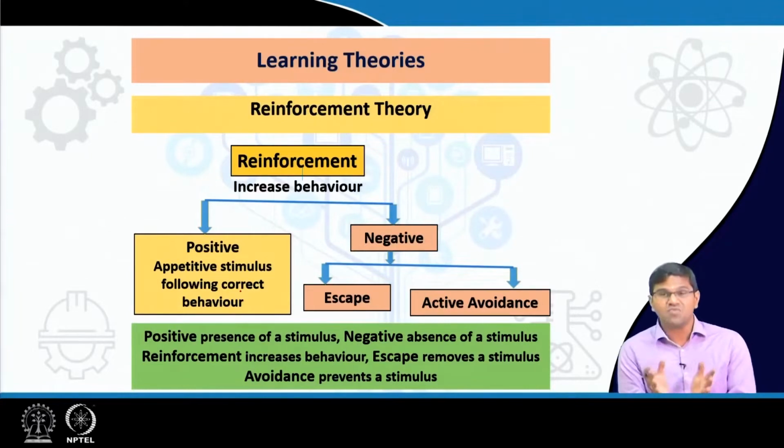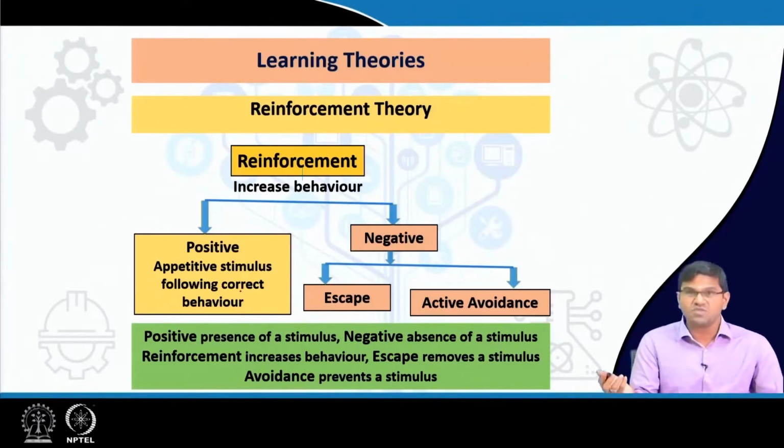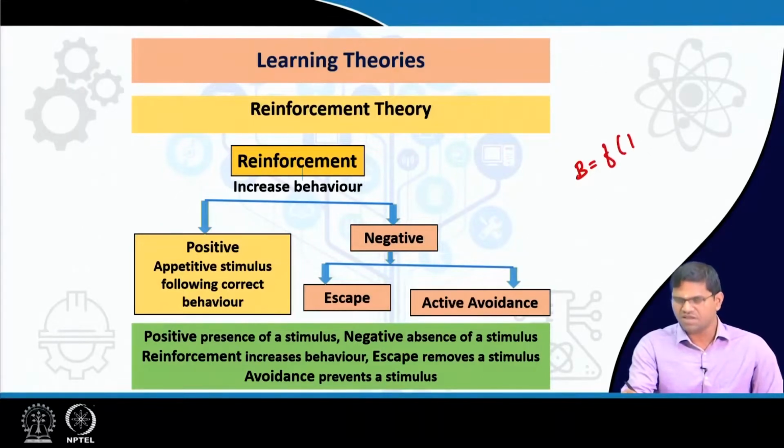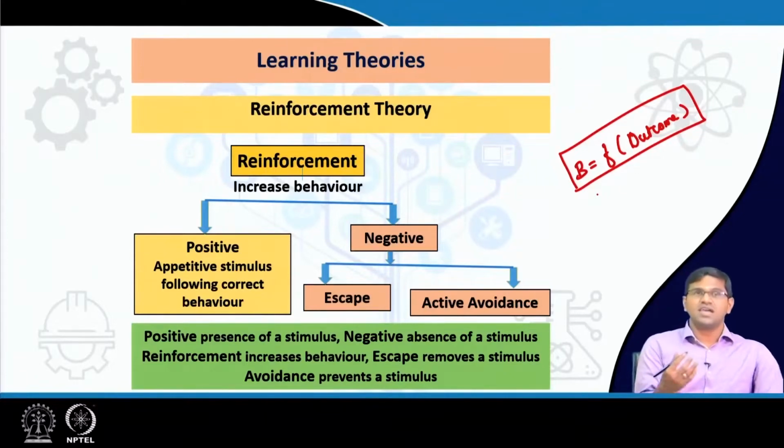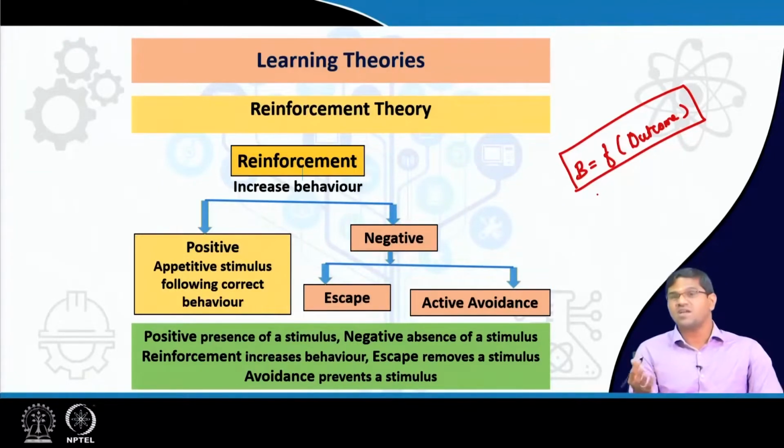So what does this reinforcement theory talk about? The reinforcement theory comes from the broader perspective of behaviorism, which says individual behavior is a function of its outcome. So what do I mean by behavior being a function of the outcome? Let's say there are two different types of reinforcement. One can be a positive reinforcement and another can be a negative reinforcement.